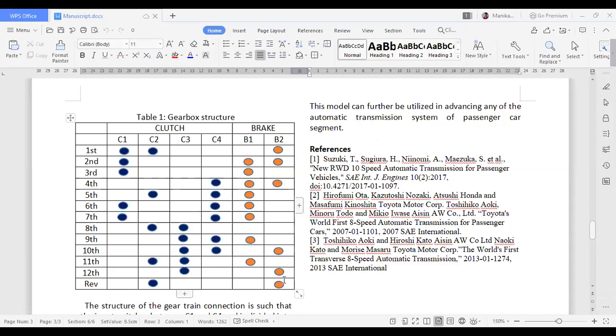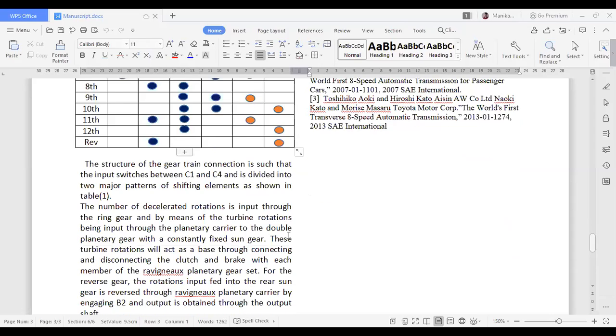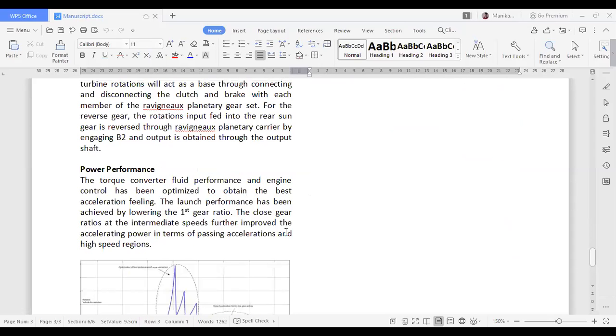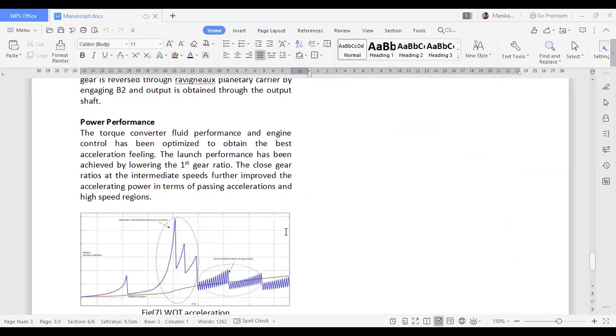The turbine rotations will act as a base through connecting and disconnecting the clutch and brake with each member of Ravigneaux's planetary gear set. For the reverse gear, the rotation input fed into the rear sun gear is reversed through Ravigneaux's planetary carrier by engaging B2, and the output is obtained through the output shaft. And finally, the power performance of this is also calculated.